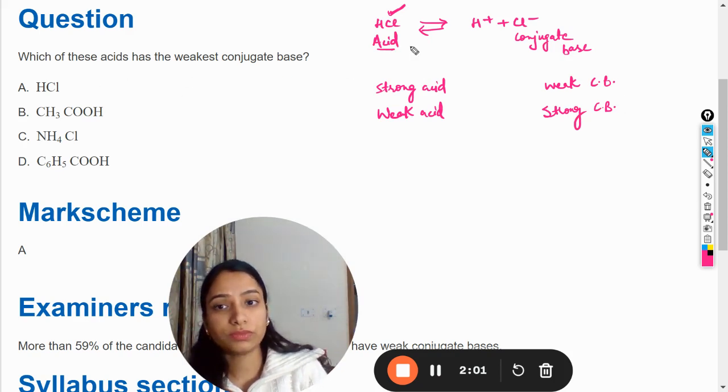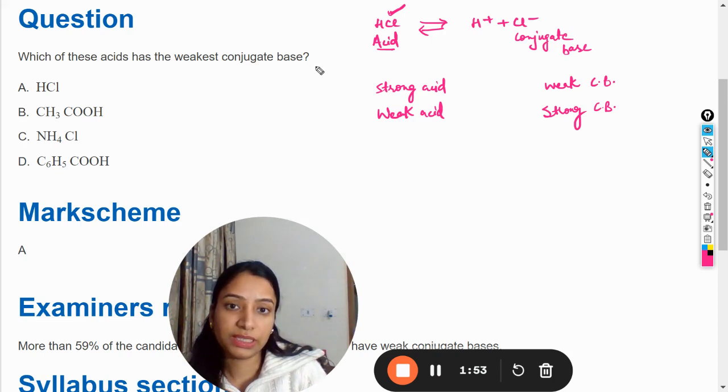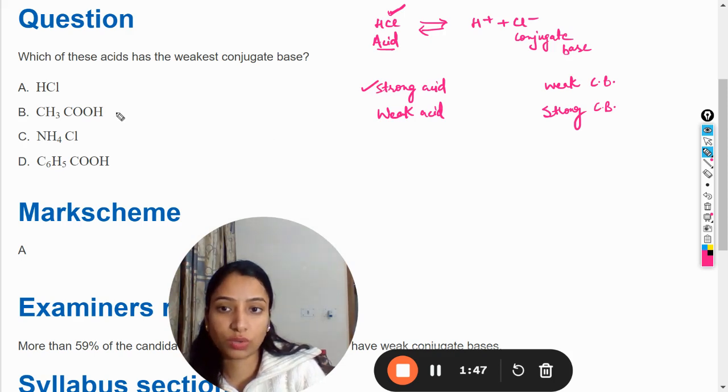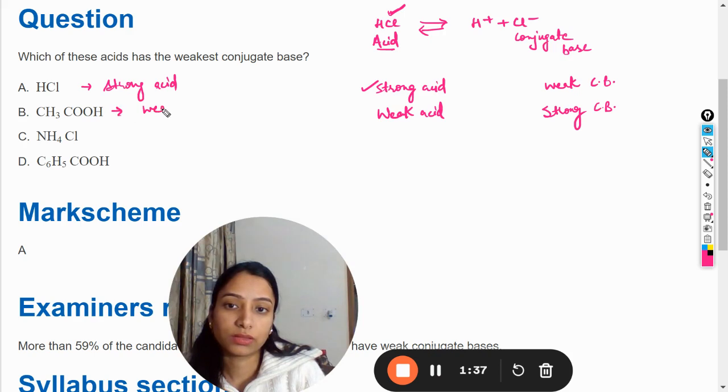Now, here in the question we have to find which of these acids will have the weakest conjugate base. Means we have to find the strongest acid among these options. Now this HCl is a strong acid. This is acetic acid. This is a weak acid.